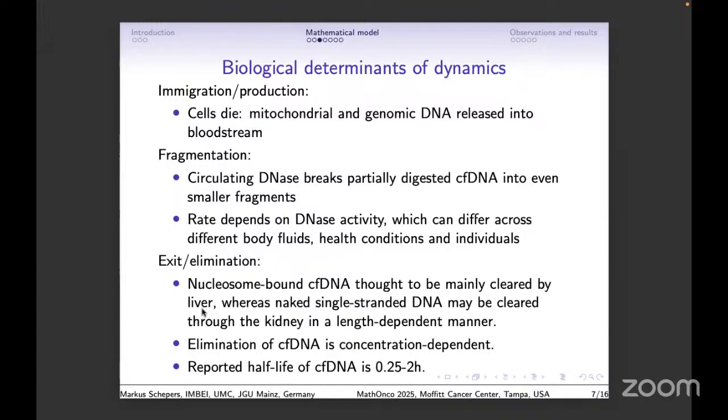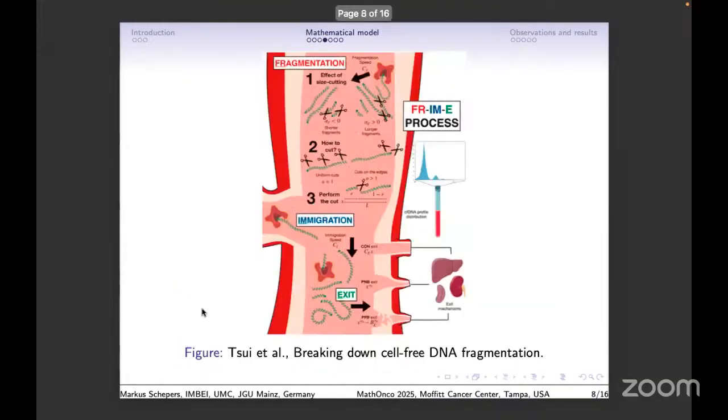In general, cfDNA undergoes concentration-dependent elimination and has a reported half-life of 50 minutes to 2 hours, so the turnover is very fast. What the model tries to quantify is various aspects, such as the rates or speeds at which these events occur, and whether or in which way the fragmentation is dependent on the length of the fragments, and to clarify the exit mechanism. From a biological point of view, it's not entirely clear yet which of the three exit mechanisms it would be.